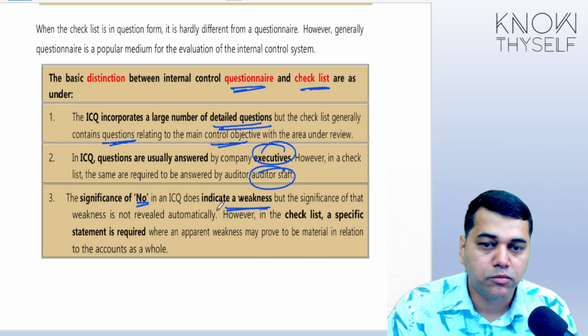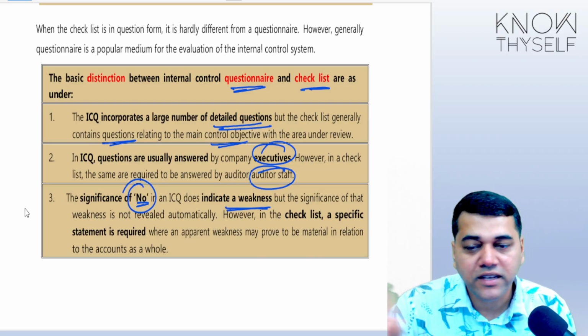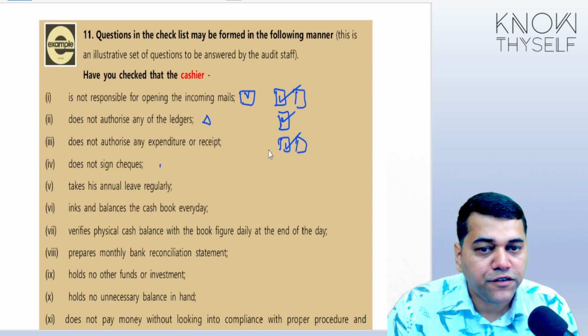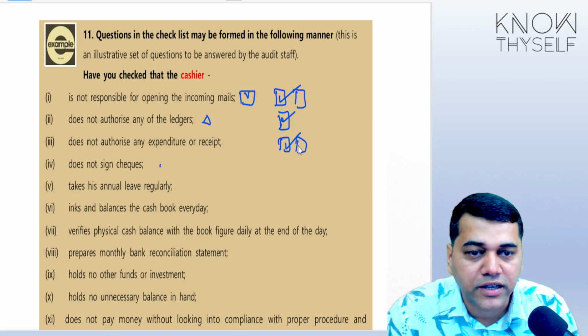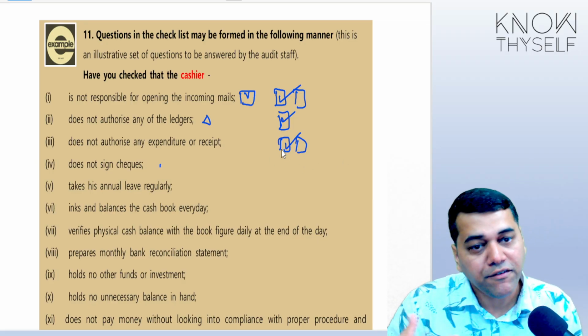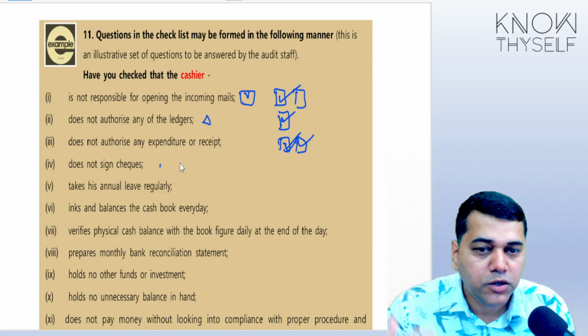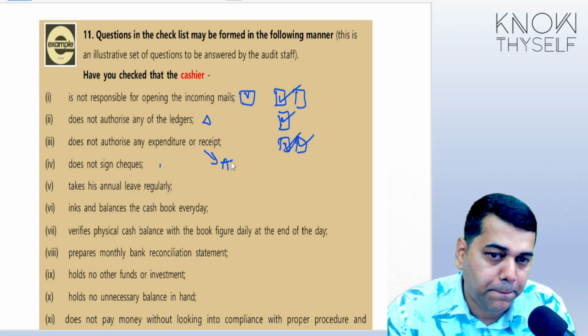Because the moment you tick no, that means there is a weakness. But here, have you verified whether so and so? You are leaving it blank or saying not applicable. Or have you verified? I will say yes, or I'll say no. But do I know exactly what is happening? So it is not apparent.